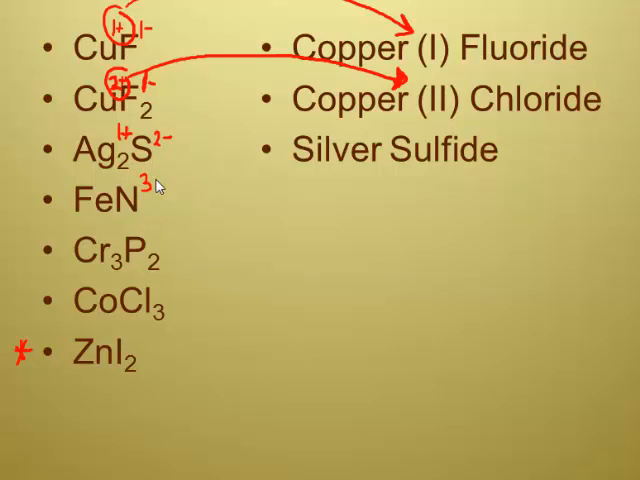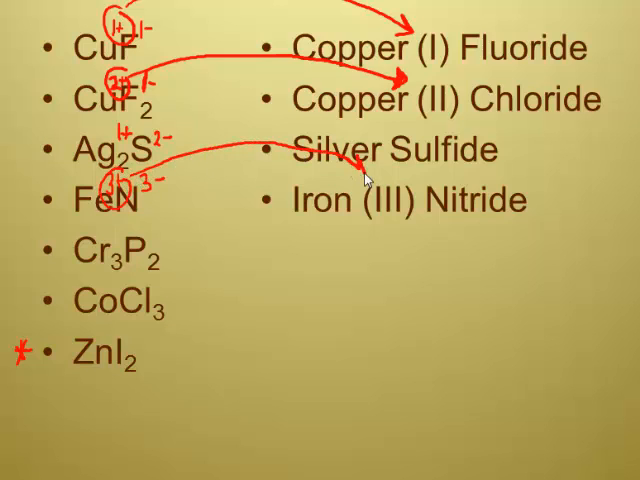Nitrogen will have a -3 charge. There's only one of them, so that means this one iron has to balance it out. So it has to be +3. And there we go: iron 3 nitride. Again, the 3 is referring to the Roman numeral on the transition metal.